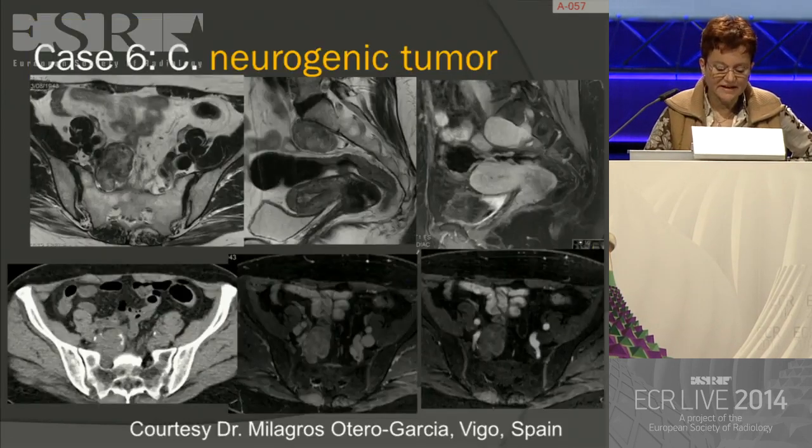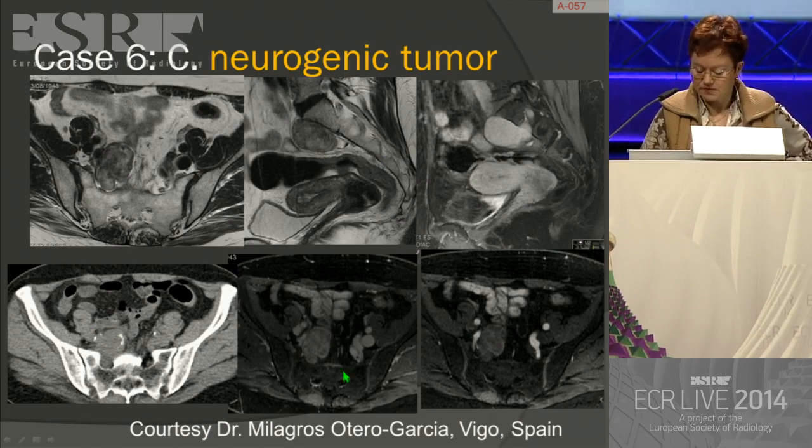We can see here, again, anterior to the sacrum, a heterogeneous T2 mass. You can see it here on the sagittal image. And after contrast injection, it's enhancing exactly in the same way as the uterus. On a CT, we have some calcifications here. And this was a sacral teratoma.